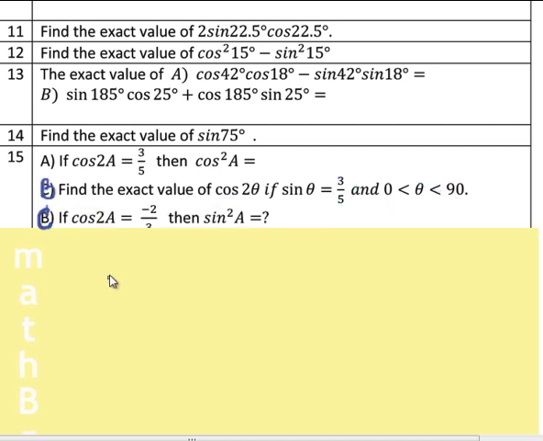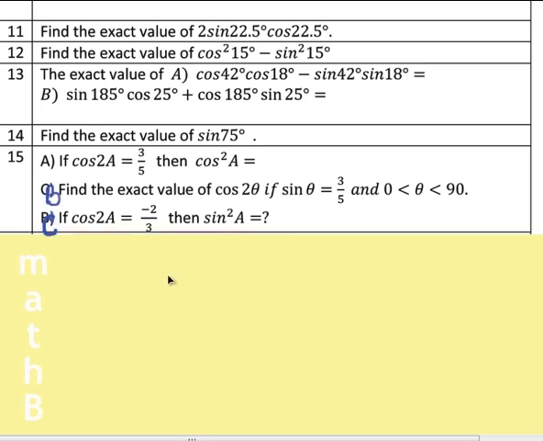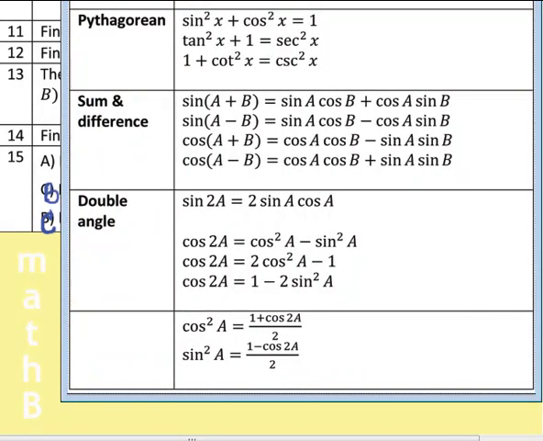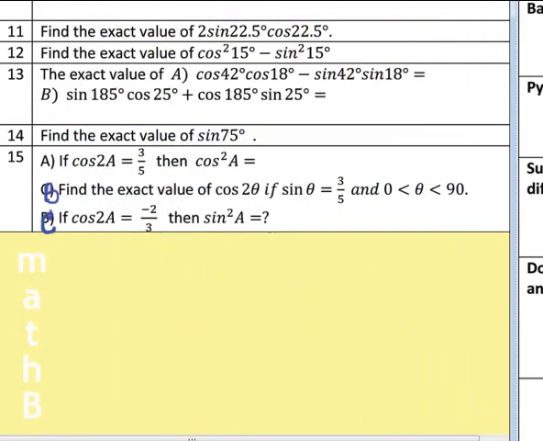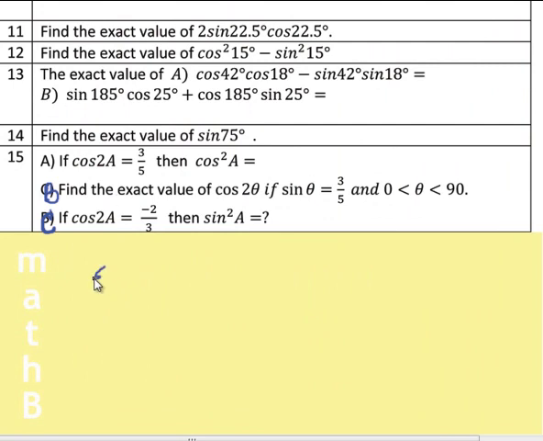In 15c, it says if cos 2a is equal to negative 2/3. Let me just pull that down. Okay. Cos 2a is equal to negative 2/3, then what is sine squared a equal to? So let's look at the identity. We're going to use this one. Sine squared is equal to 1 minus cos 2a over 2. Let's write that down. And we're going to put cos 2a equal to negative 2/3.